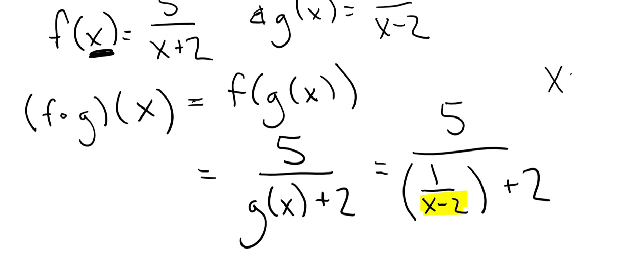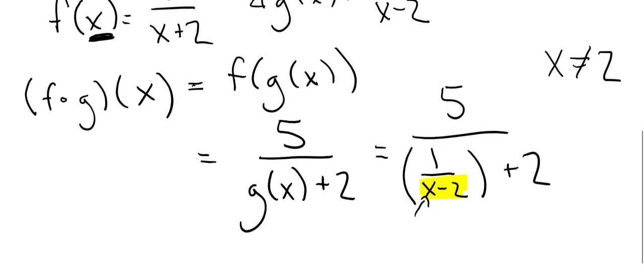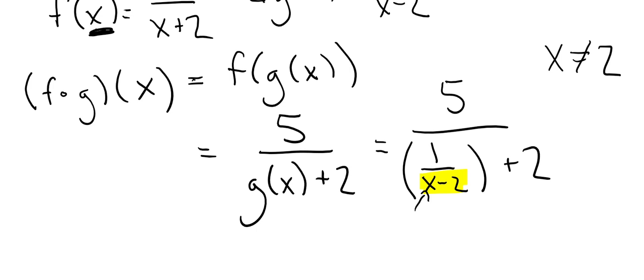So let's just write ourselves a note. x can't be equal to 2 here because if I put in 2 for this x, I have 1 divided by 0, and that's going to cause a whole bunch of issues. So we know that's the case. Let's go ahead and keep moving forward now with our composition. We just want to take a side note so that when we get to the domain, we have this already written out.